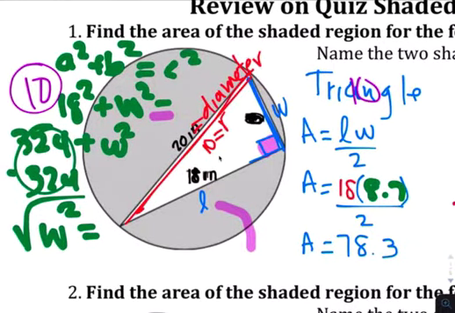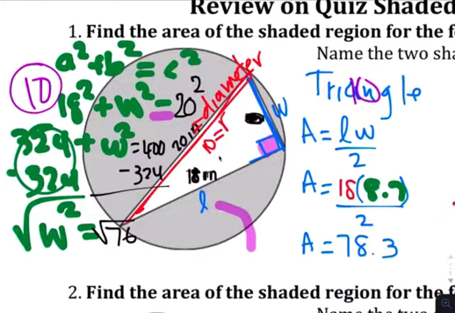You only use the Pythagorean theorem, like this one here, which is a squared plus b squared equals c squared. This is 20 squared, this is 400. Then you subtract 324 from both sides, you get 76, and you find the square root, and you get the width. That missing width right here is 8.7.